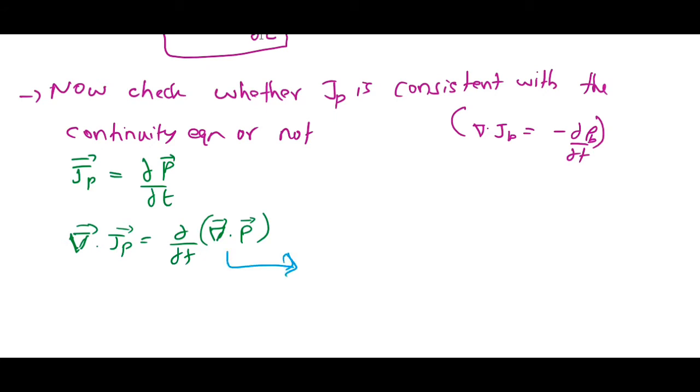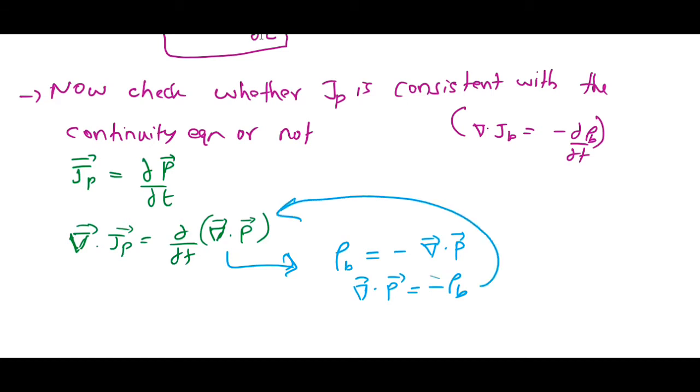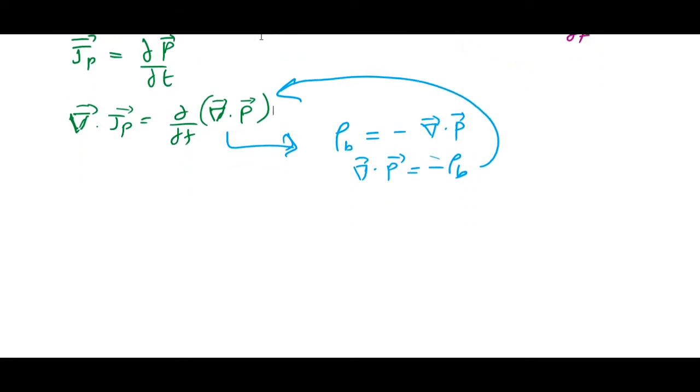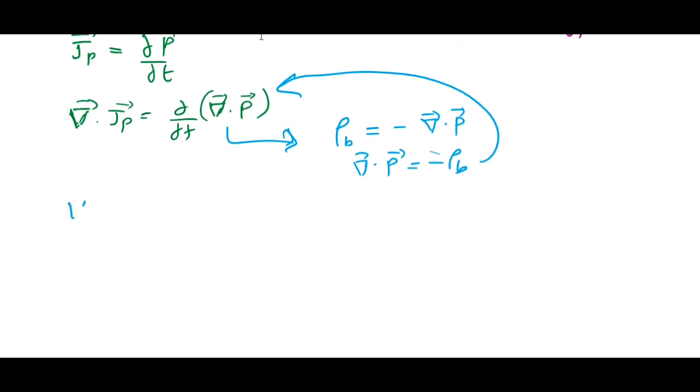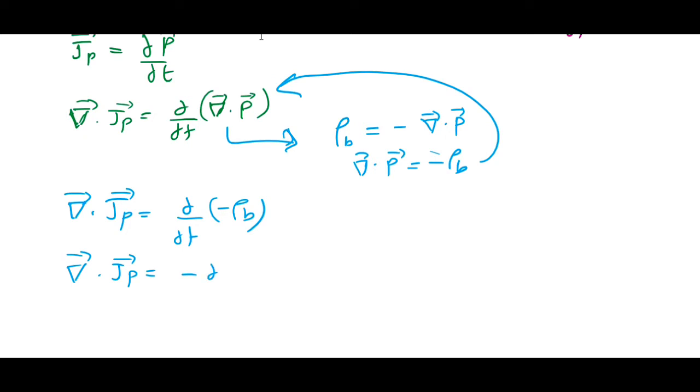For a polarized material, the volume bound charge density is equal to minus del dot P. Therefore, del dot P is equal to minus rho b. This is our equation. Substitute. Then del dot JP is equal to dou by dou t of minus rho b, or del dot JP is equal to minus dou rho b by dou t.